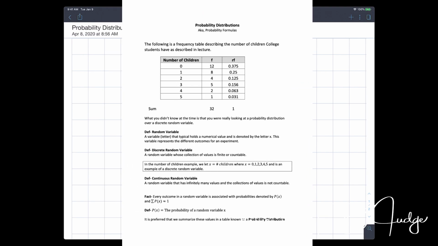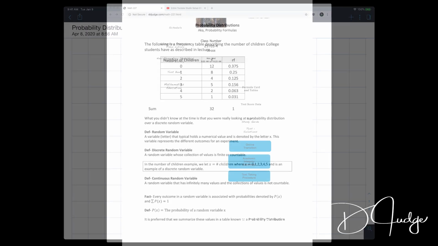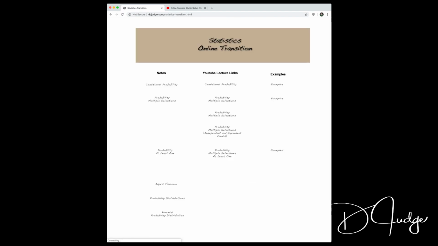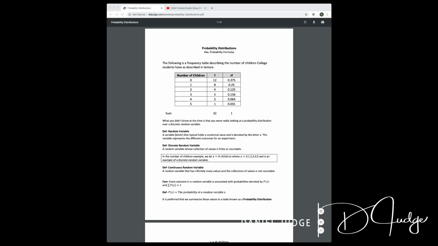On my website, if we go there, so you're aware, the next section, we're going to go straight to probability distributions. I was thinking of doing Bayes' theorem, but I'm not going to do it this time. So we're going to go here to probability distributions. This is what we're going to work on, and it's also known as probability formulas.